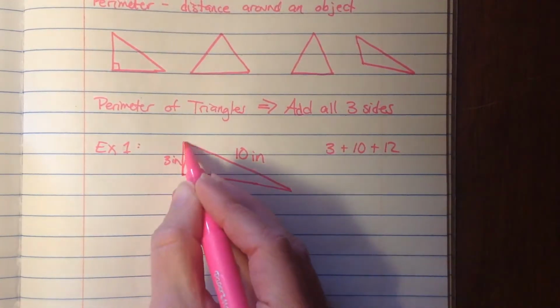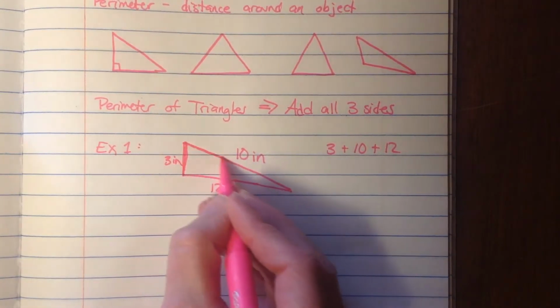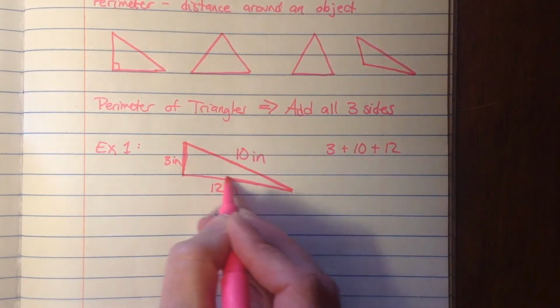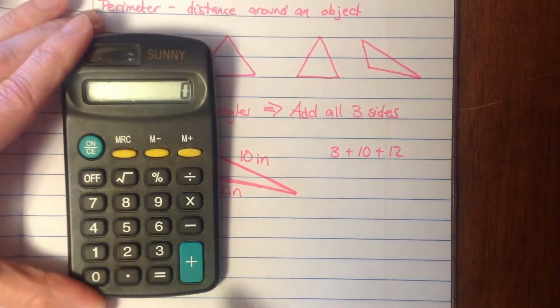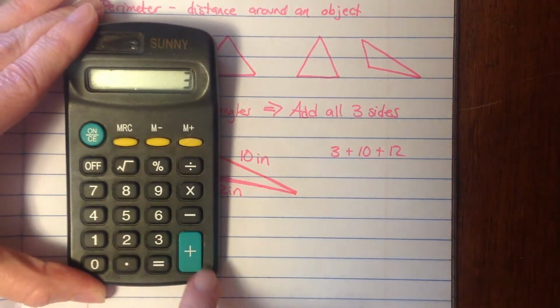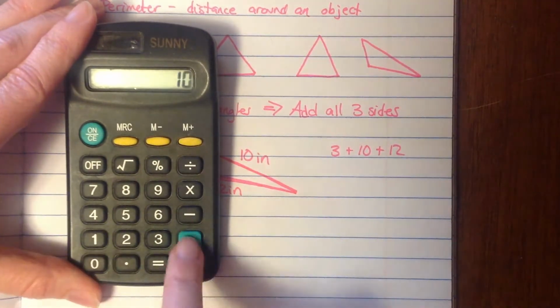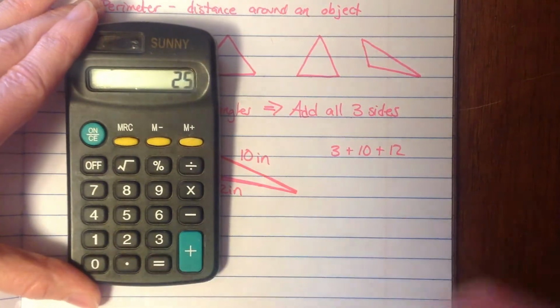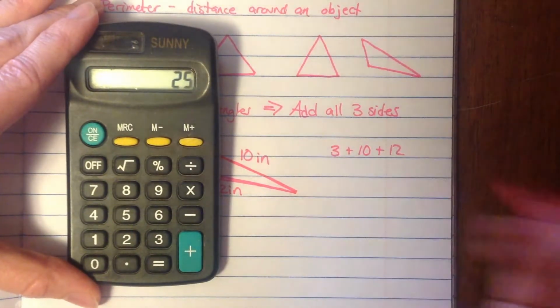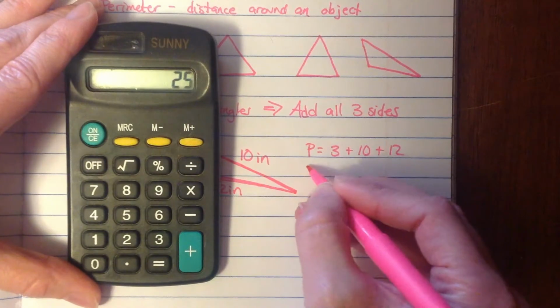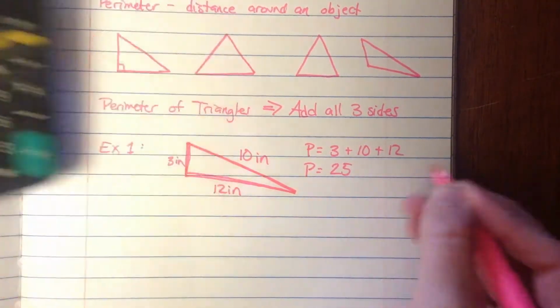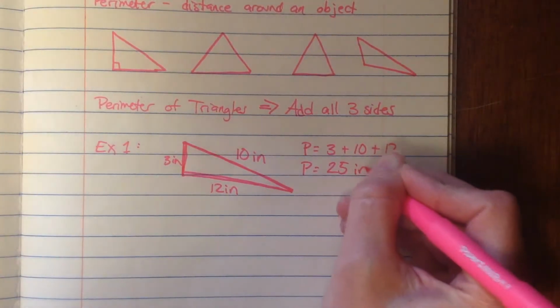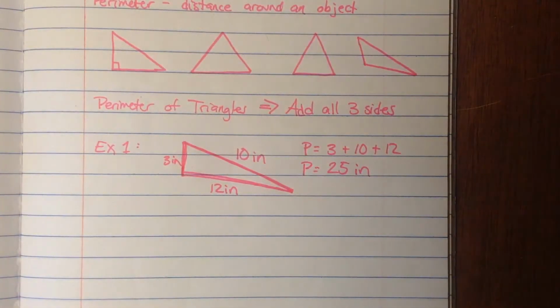Remember, perimeter is going to be the entire distance around. So this distance, and this distance. So we're just going to add those numbers together. You're welcome to use a calculator, or if you can do that in your head, awesome. 3 plus 10 plus 12 equals 25. Now, I didn't write this down, but we should probably put P is equal to, since we're talking about perimeter. So P is equal to 25, and remember, put your units. So we want to say inches. And that's really the basics of finding the perimeter of a triangle.